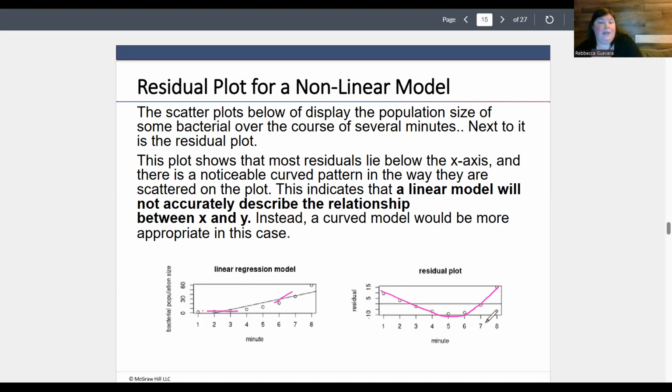So this plot shows that most residuals lie below the x-axis, and there is a noticeable curve to the pattern in the scatter plot. So this indicates that this is probably not a linear model, and we should not be modeling it with a linear equation. A curve model would be appropriate in this case. And we're not doing curve models. So for us, we'd go, well, there's nothing we can do.